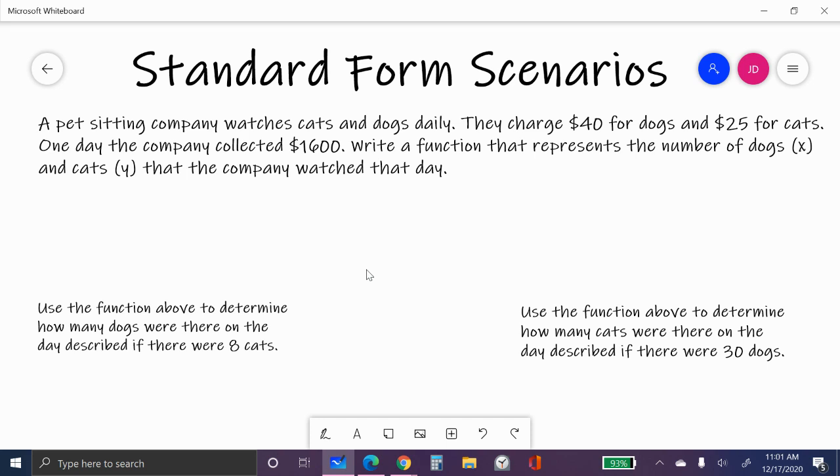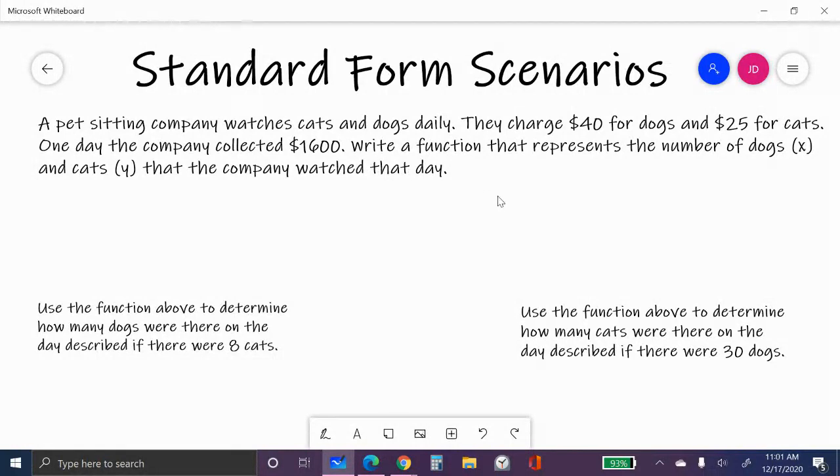In today's video, we're going to be looking at standard form scenarios. So we're going to be given a word problem and create an equation in standard form and answer various questions involving that scenario. So we have a pet sitting company that watches cats and dogs daily. They charge $40 for dogs and $25 for cats. One day, the company collected $1,600. Write a function that represents the number of dogs, X, and cats, Y, that the company watched that day.